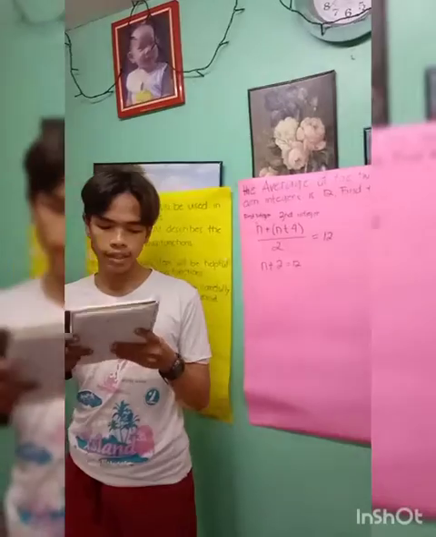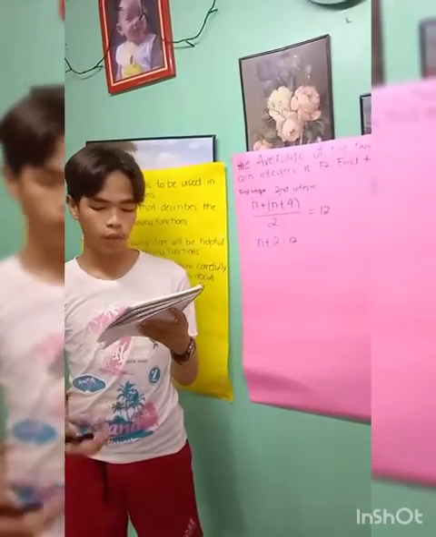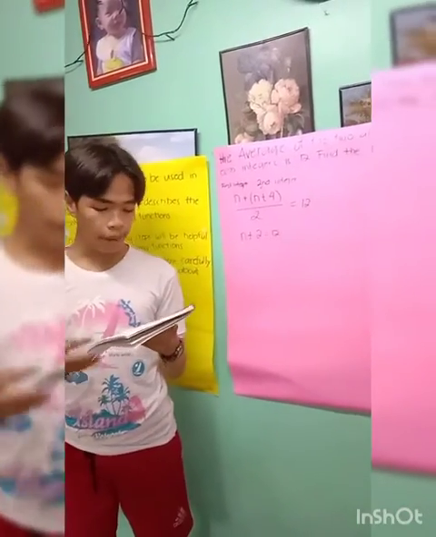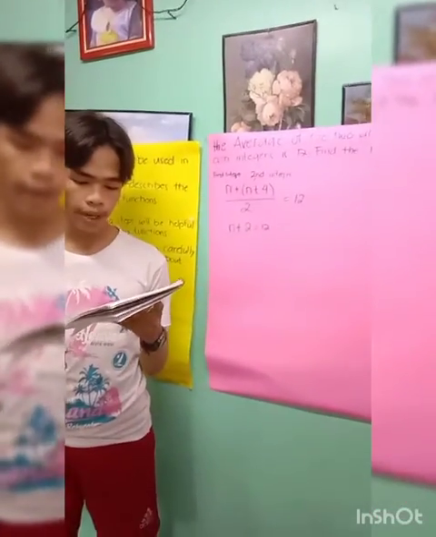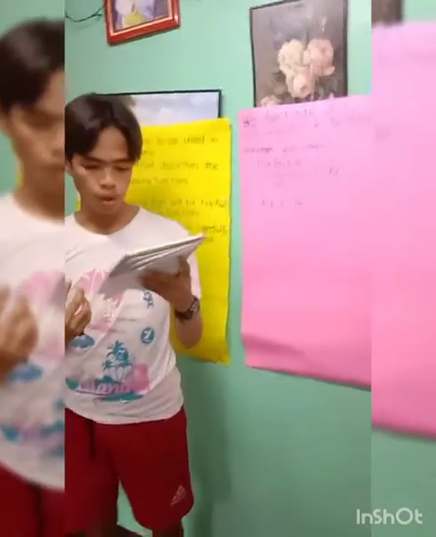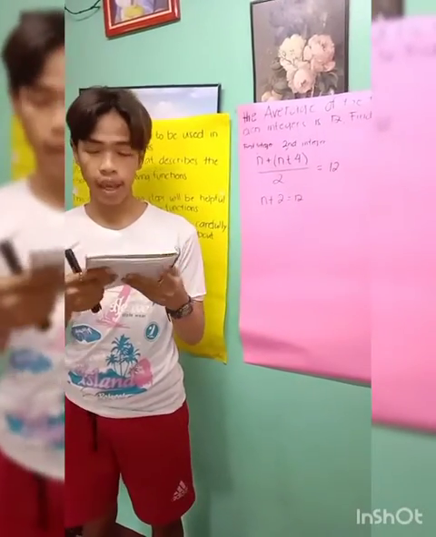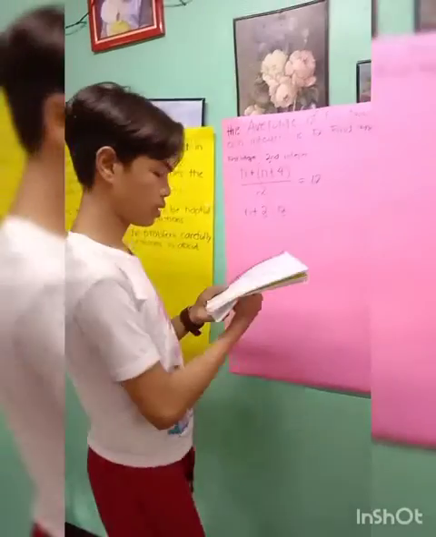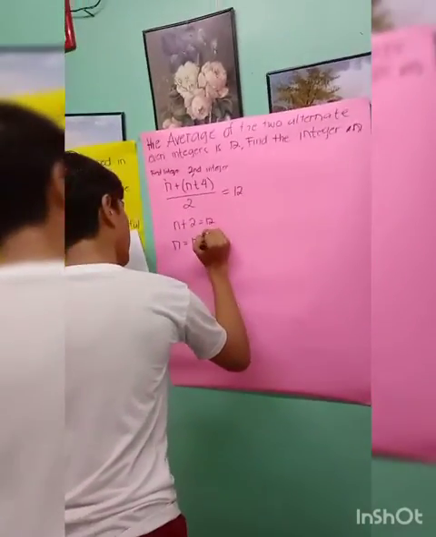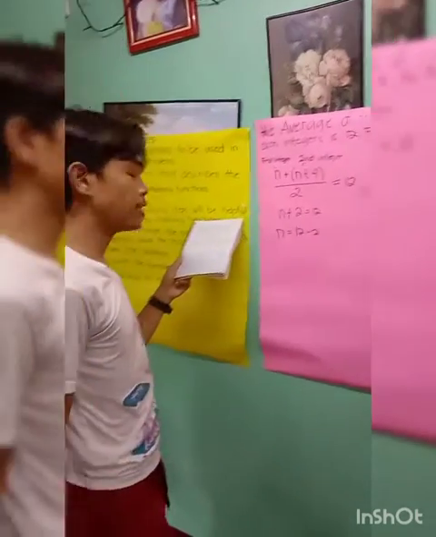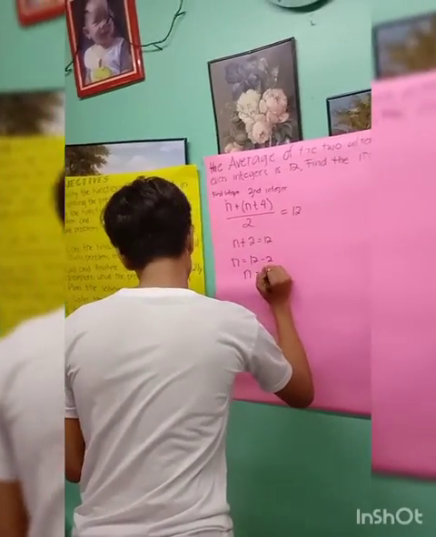Next, we need to transpose the positive 2 to the right side of the equation to find the value of n, because we cannot combine n plus 2. So n is equal to 12 minus 2. Our final answer is n is equal to 10.